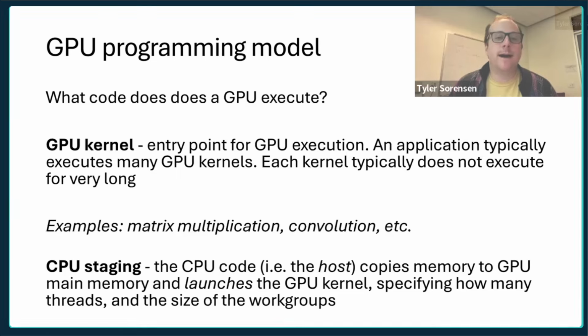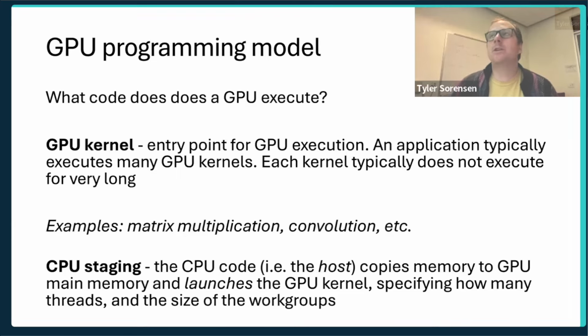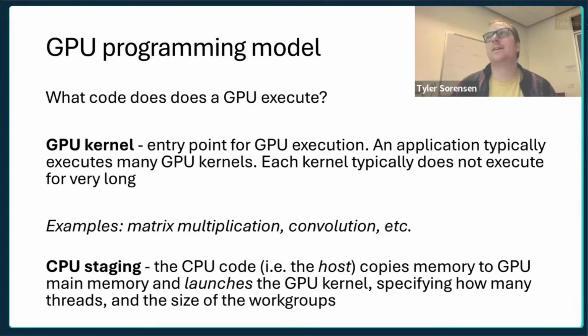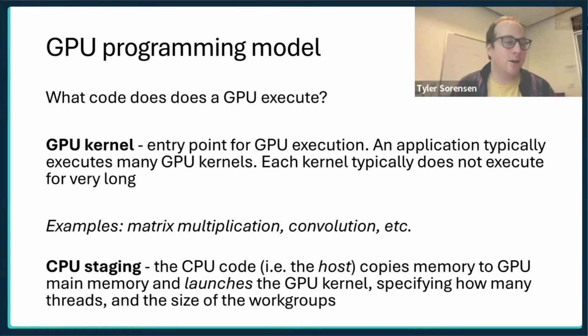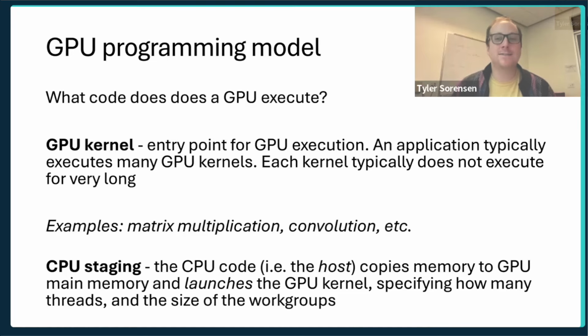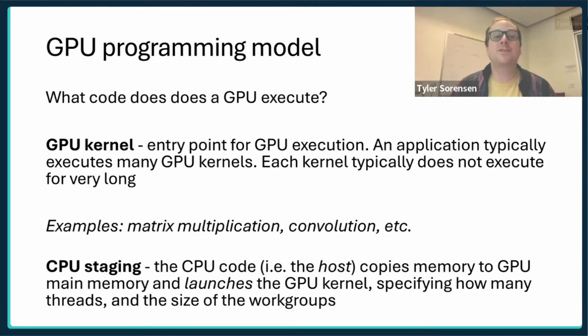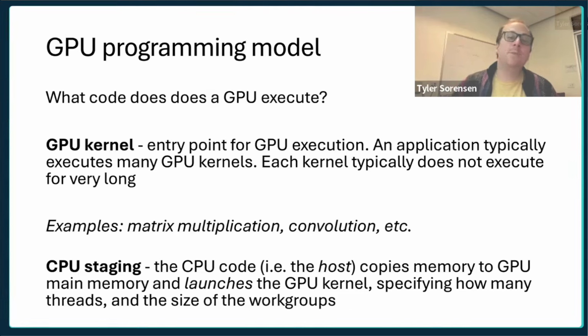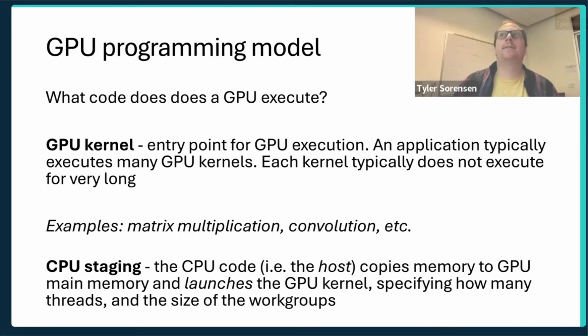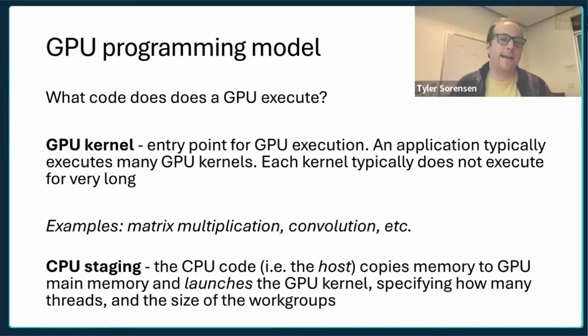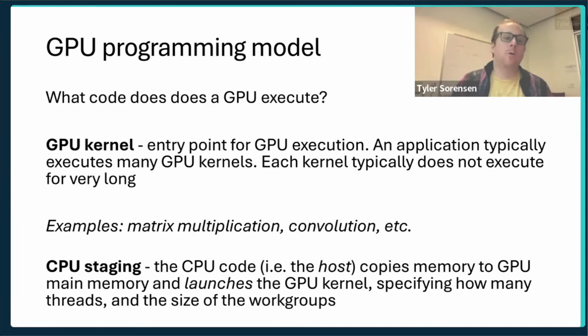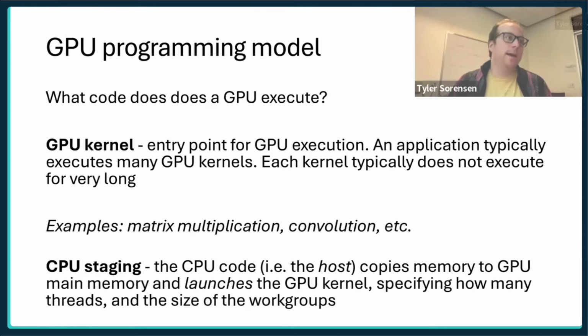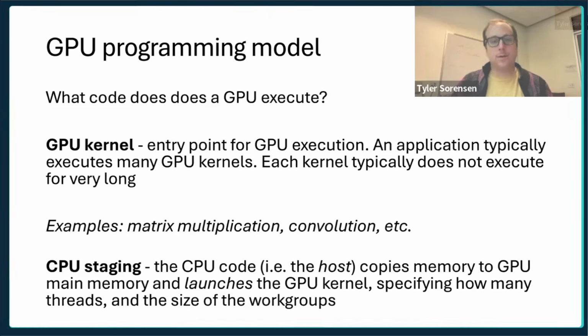Knowing that, what does a GPU actually execute? Typically when you program them, a GPU executes what's called a GPU kernel. Kernel is another one of these words that is completely overloaded in computer science, but in this talk, a kernel is going to be an entry point for a GPU execution. An application typically executes many GPU kernels, and each kernel typically does not execute for a very long time. A lot of us are probably familiar with AI and ML workloads. For example, one layer in your DNN is going to be a GPU kernel, because one layer is going to be a matrix multiplication or a convolution. That gets executed as a kernel, and then the GPU program stops, and then you execute another one, and another one.